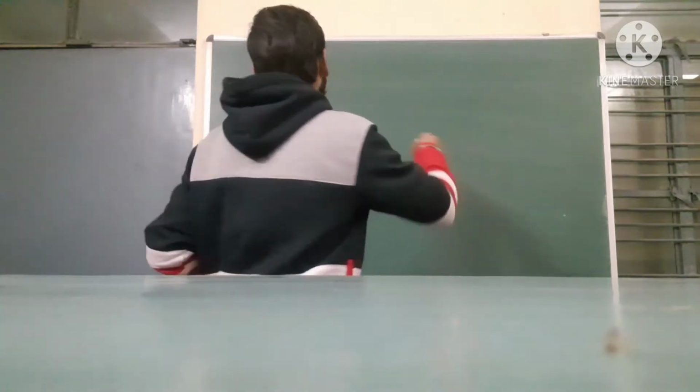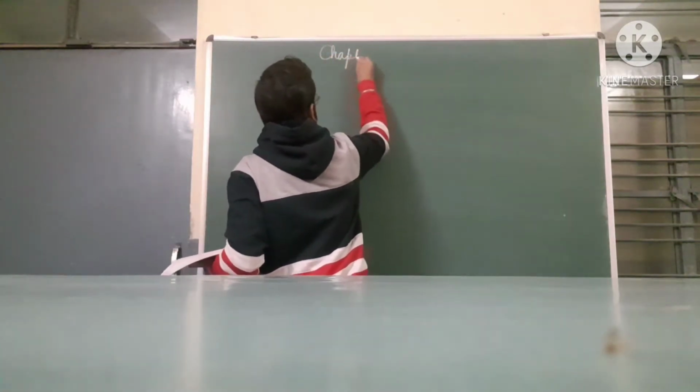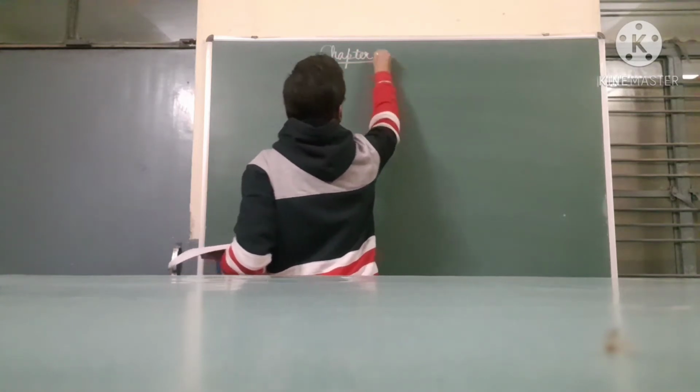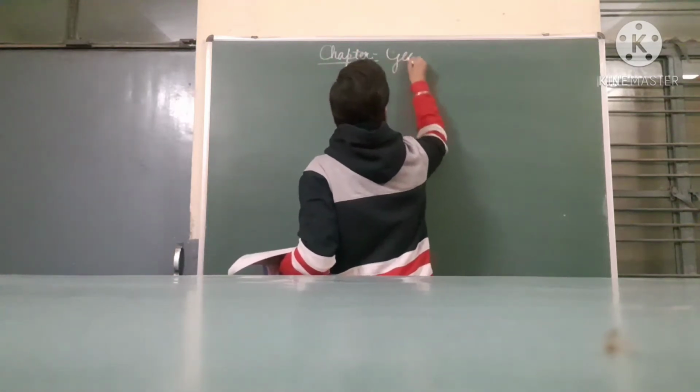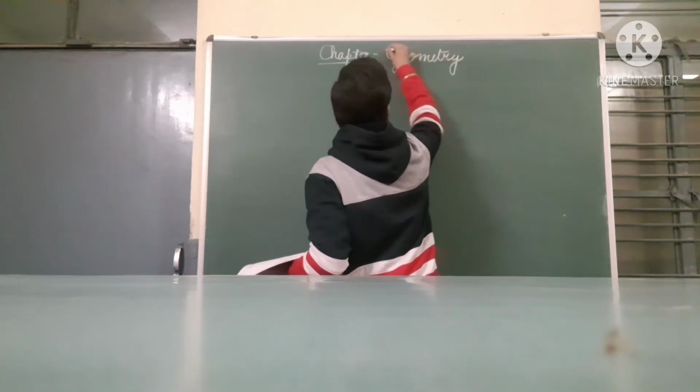As we are going through our chapter geometry, we have completed two exercises, that is exercise 11b and 11c, and today we will be completing 11c and 11d. After completing the exercise, we will complete the syllabus of the annual examination. Our chapter is geometry, the last chapter of the annual examination.